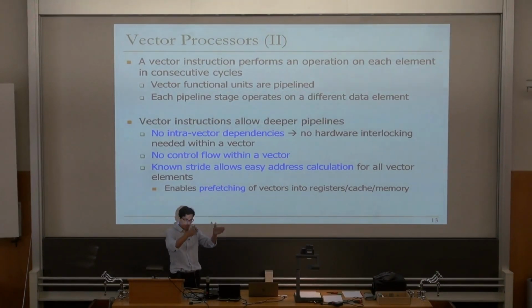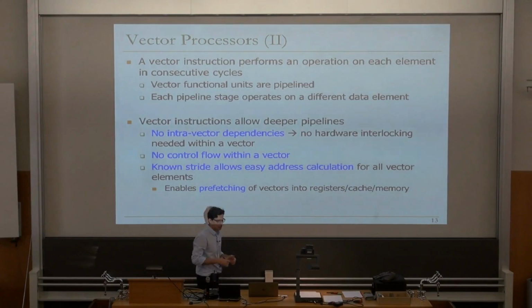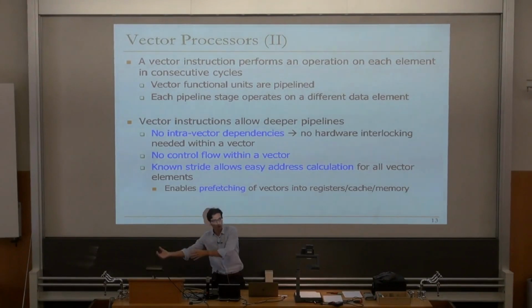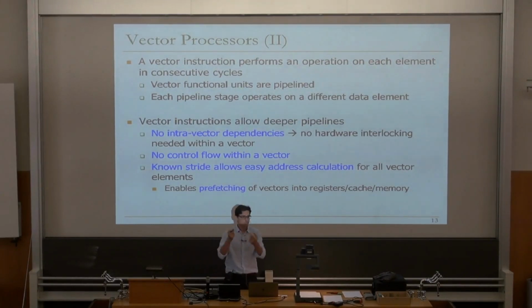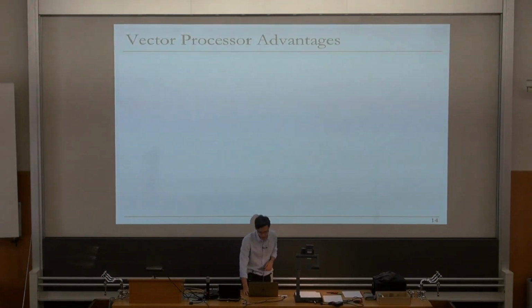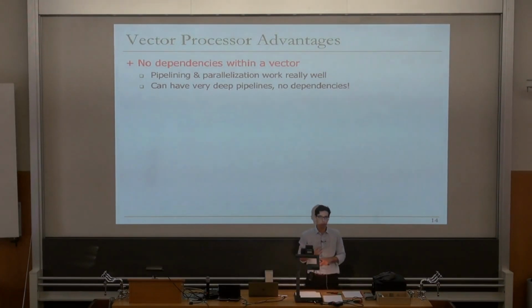So if we are operating on 4 elements, and then we will have to operate on the next 4 elements, because we know the stride, for example, a stride equal to 1 or a stride equal to 4, it will be possible to prefetch. It would be possible to go to memory and start bringing the data from memory before it's needed. So this is one of the vector processor advantages, but there are more. Because there are no dependencies within a vector, pipelining and parallelization work really well, and we can have very deep pipelines.